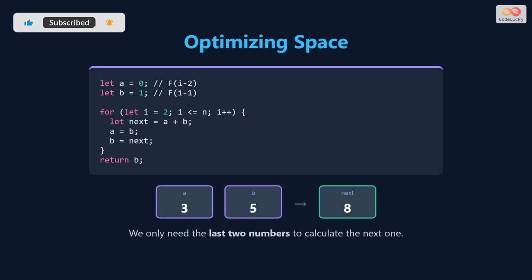We can optimize even further. Notice that we only ever need the last two numbers to calculate the next one. We do not need to keep the entire history in an array. By using just two variables, let's call them a and b, we can update them as we loop through. This brings our space complexity down to O(1), which is constant space.